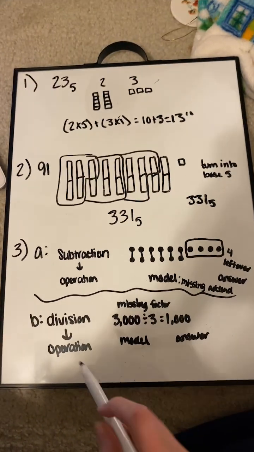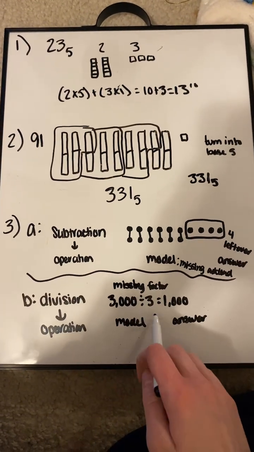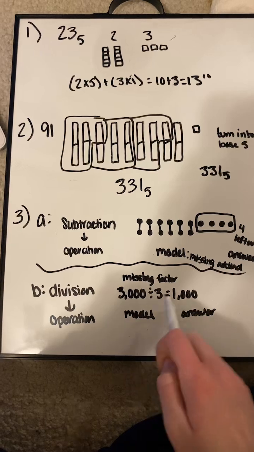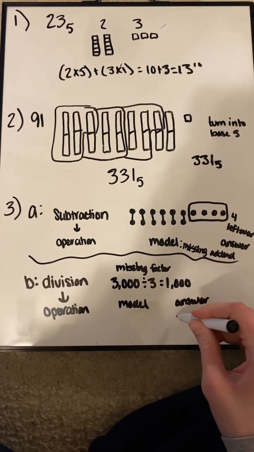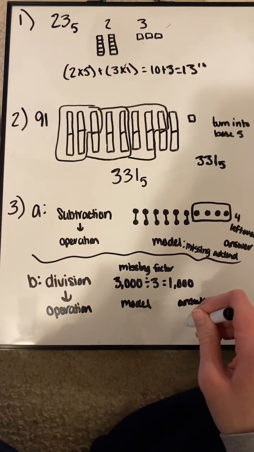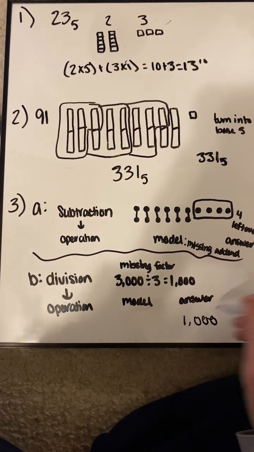For 3B, I did division as my operation, and then I did 3,000 divided by 3. So that's my model, and it was missing factor. But how you would solve it is 3 divided by 3 is 1, and then you add the zeros, so it would be 1,000 as the answer.